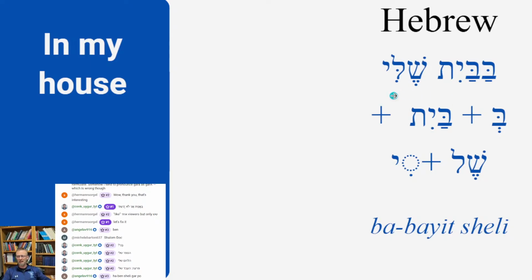Ba bayit sheli. Oh, wait, we've seen that already, right? Because my son was haben sheli. Here it's babayit sheli, in the house of me. And sheli, of course, is shell, which literally means which is to, but we're just going to say of for convenience sake. And the suffix e meaning my. So babayit sheli, in my house.